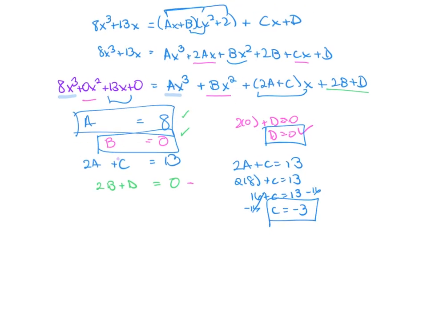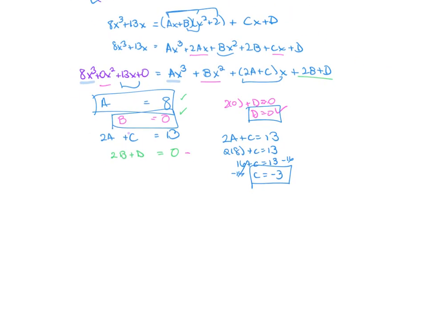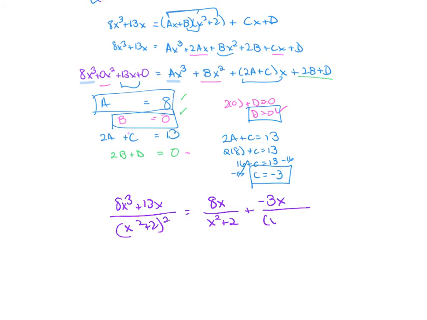So now we can write our partial fraction decomposition. We have 8x cubed plus 13x over, not x times, (x squared plus 2) squared. And then it's going to be a, which is 8x, plus b, which is 0, over x squared plus 2. And then c is -3x, d is 0, so nothing there, over (x squared plus 2) squared.